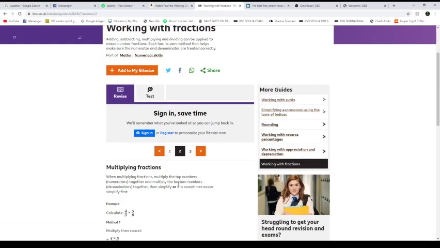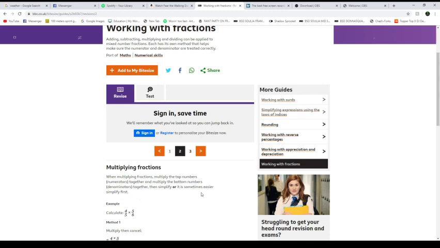Multiplying fractions, right? When multiplying fractions, multiply the top numbers, the numerators, so that's like 4 and 5 together, and multiply the bottom numbers, the denominators, so like 5 and 6 together, then simplify. Or if it is sometimes easier, simplify first.